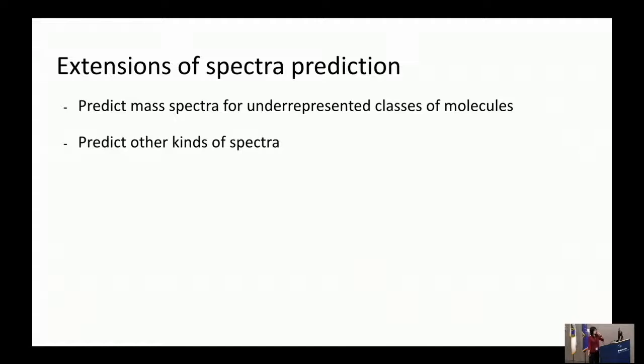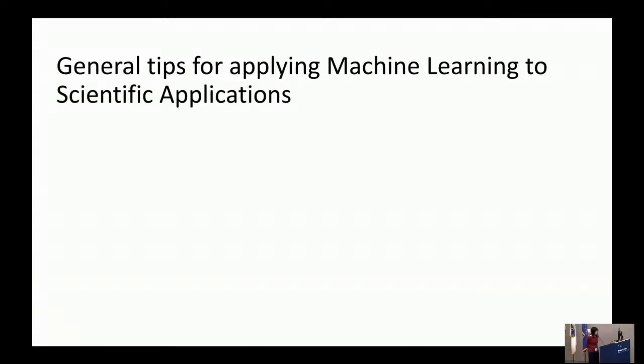So the extensions of this would be to try to consider this for smaller classes of molecules, but again, you have to make sure that you have enough examples to represent the spectra in this case. And then you can also imagine using this to predict other kinds of spectra.